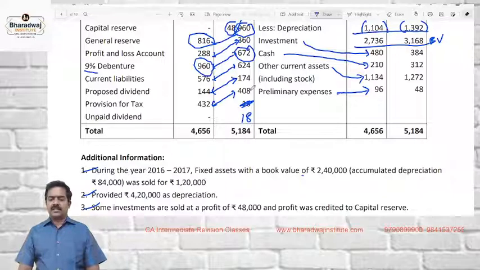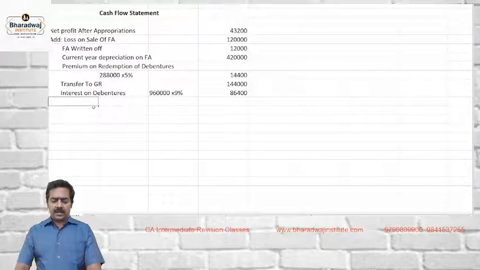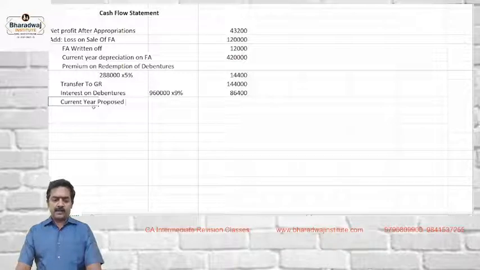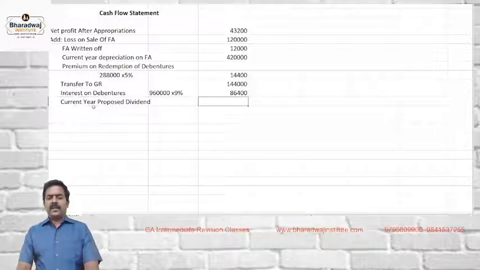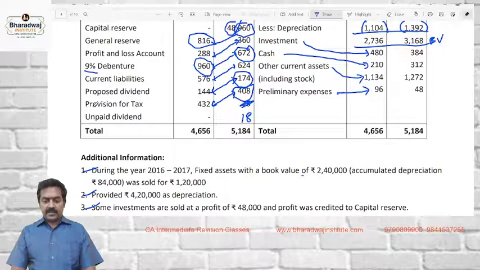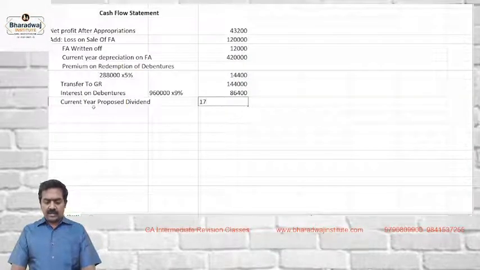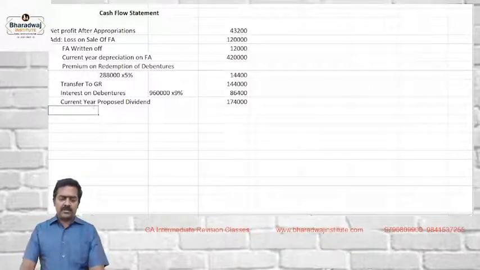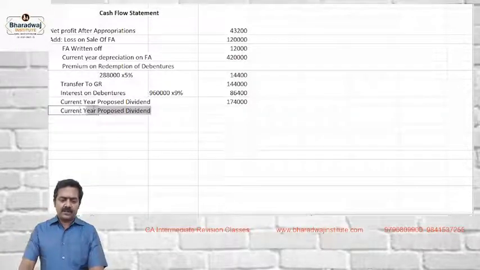What about proposed dividend? In the absence of information, what did I tell you? The closing balances can be taken as the current year appropriation. So the current year proposed dividend. Unpaid dividend will be adjusted with amount paid. What is the current year proposed dividend? Closing balance, 1,74,000. Let us do it a little bit fast. Then current year provision for tax.